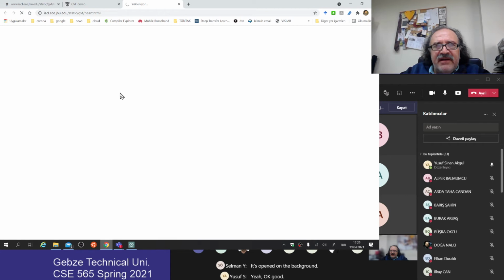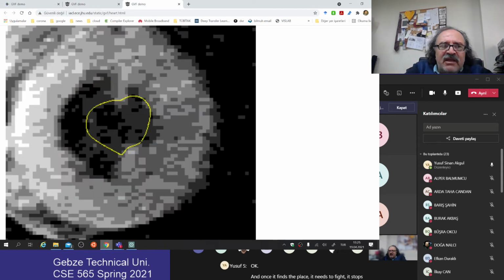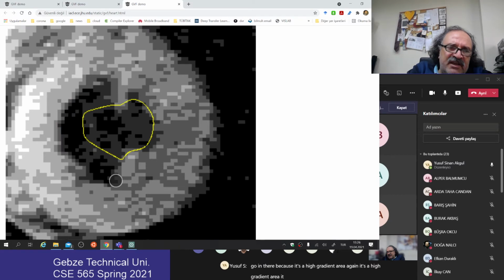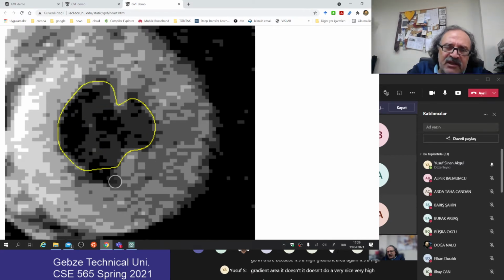Yeah. So there are methods doing this. You start with a circle, it starts deforming, okay? And once it finds the place it needs to find, it stops deforming. Look at this part first. It immediately comes and it stops there. Why is it stopping here? Because it is both smooth and it likes where it is. It likes that high gradient area. It doesn't deform after this point because it doesn't want to go in there, because it's a high gradient area. It doesn't make a very sharp corner there. It is both high gradient area and it is smooth, right?